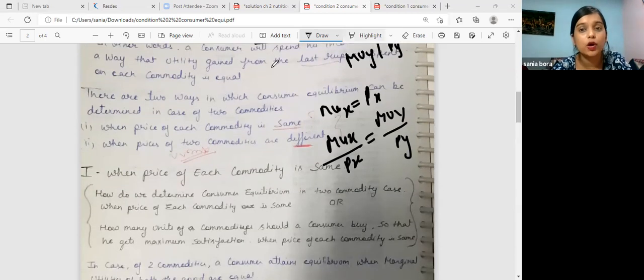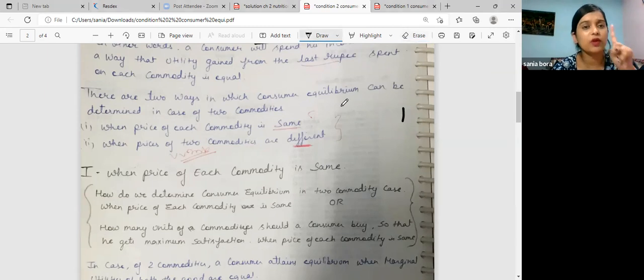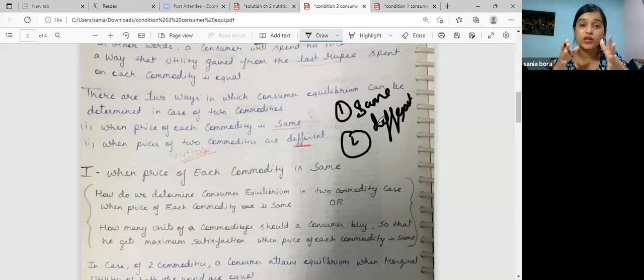So here also you have two things. Now you have two goods. Earlier you were not thinking about prices. Why? Because you have only one product, right? But here you have two goods. So first you have to think whether, for example, the prices of both the products are the same. Okay, then you have to think if prices are different. Clear? So you have to think in two ways.